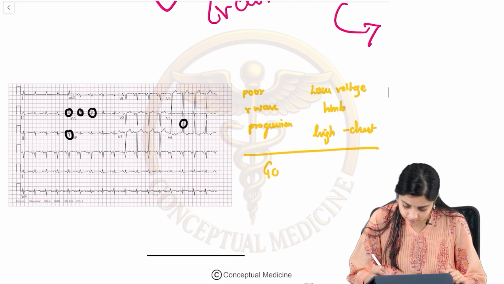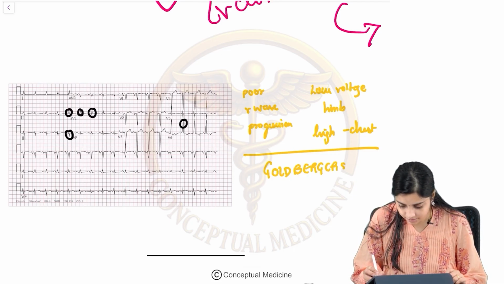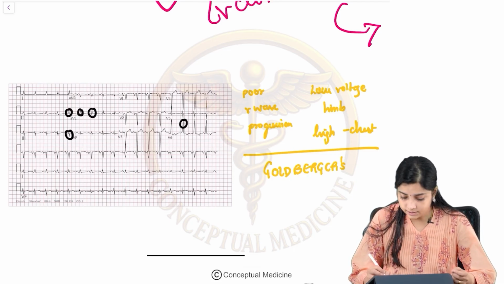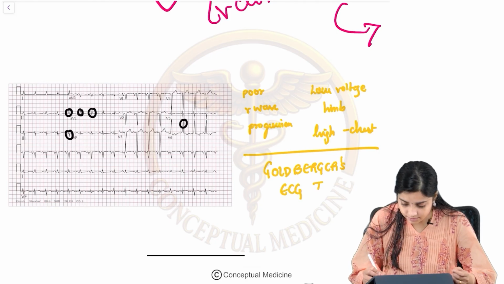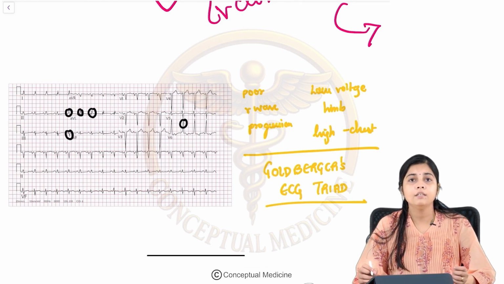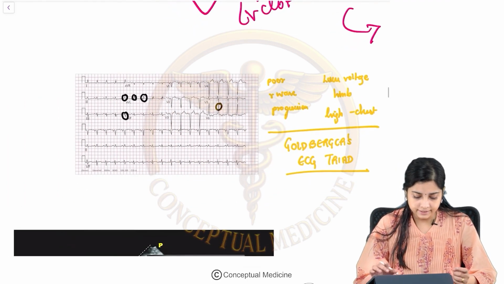and this typical ECG finding is called the Goldberger's ECG triad. Okay, so this is the typical ECG finding of dilated cardiomyopathy.